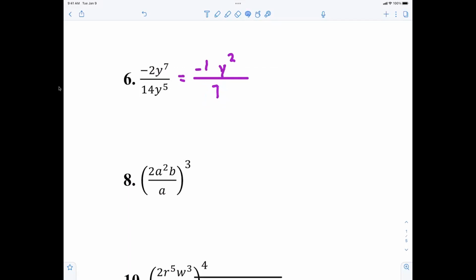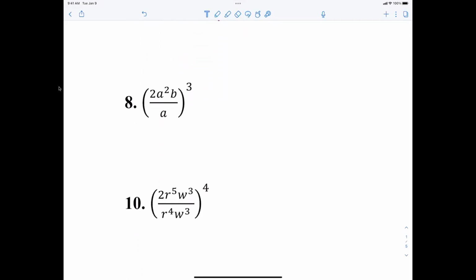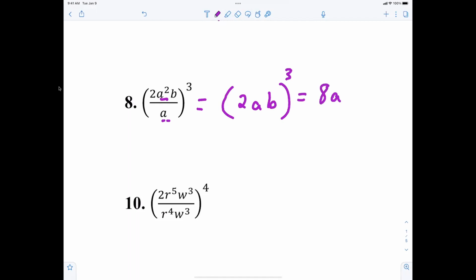All right, now on number 8, again, just because there's a fraction, you just have to understand that the cube affects everything. However, I did tell the kids that it's better to simplify first. So what does that mean? There's a 2, a squared and a cancels 2 and a, and then b to the 3rd power. So if you can simplify, you should. And now this is just 2 cubed, which is 8, a cubed, b cubed.